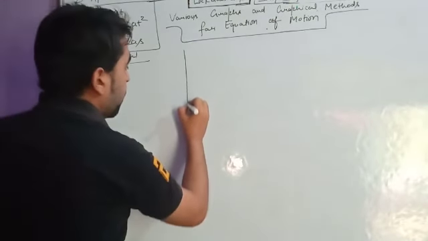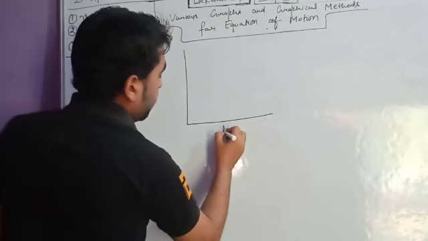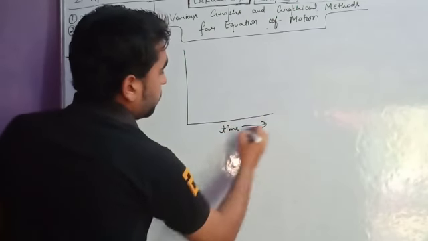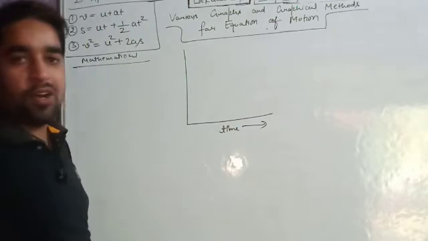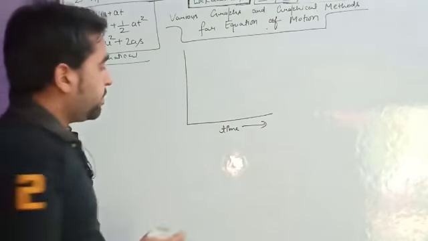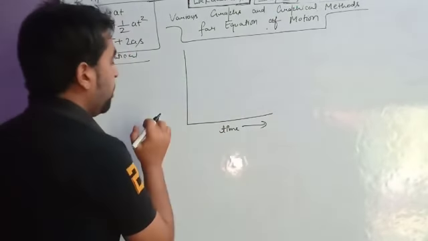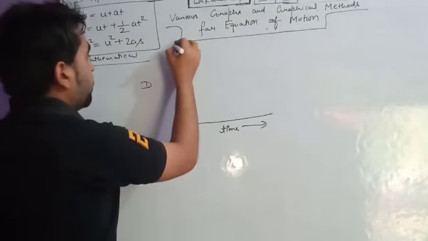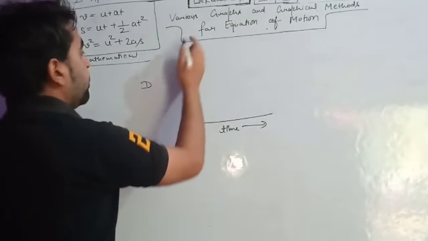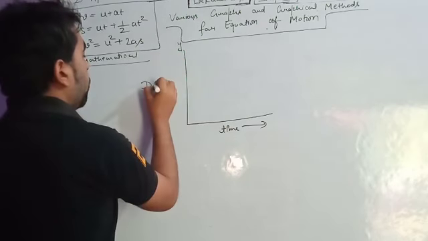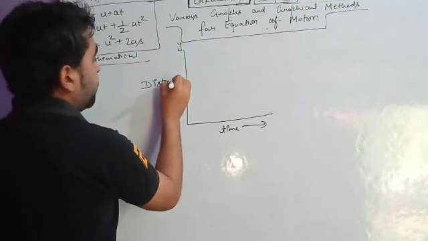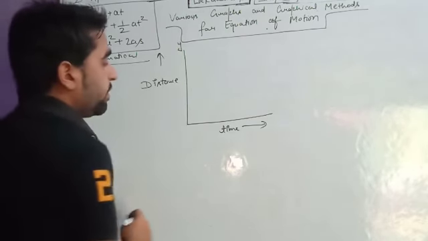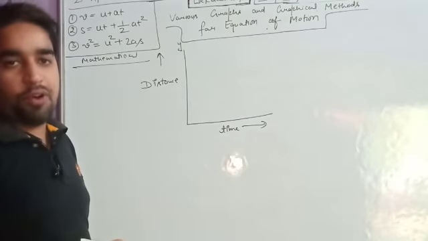So the very first graph I am drawing is here. This axis is known as the x-axis. The horizontal one is the x-axis. On the x-axis I have taken time, and this vertical axis is known as the y-axis, and on the y-axis I have taken the distance. I am drawing the distance time graph for uniform motion.